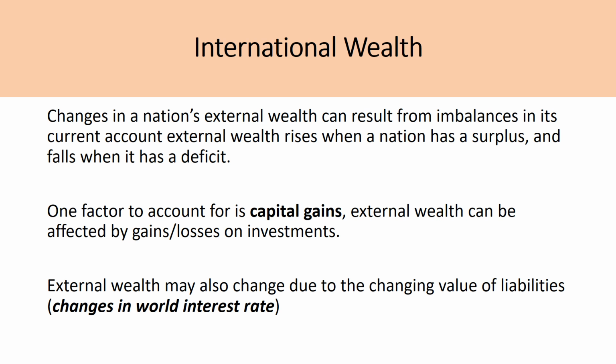Okay? So changes in a nation's external wealth can result from imbalances in its current account. External wealth rises when a nation has a surplus and falls when it has a deficit. Okay, so if you have a current account surplus, that additional cash increases external wealth because that cash will be sent out. If you have a deficit and you need to borrow to meet the difference, then you are selling probably external assets to finance that deficit, right? And so all of a sudden, external wealth falls.